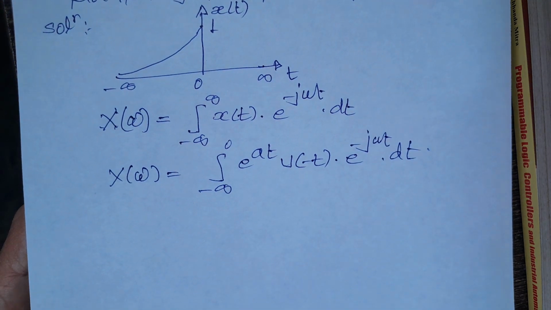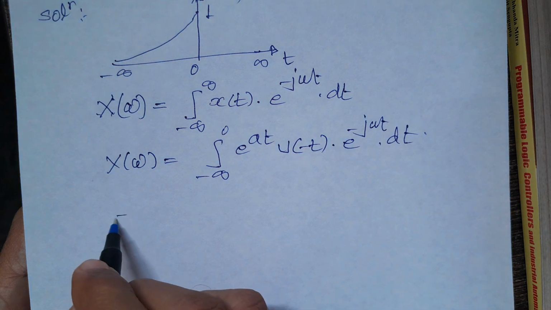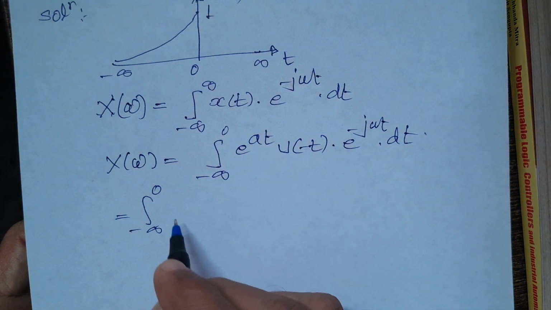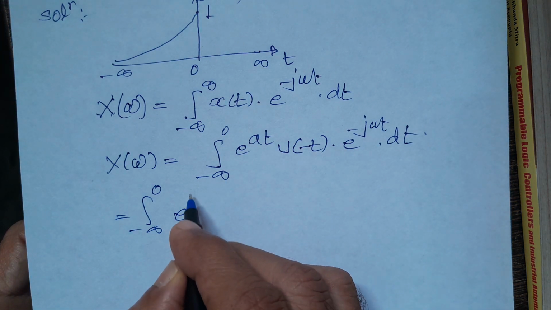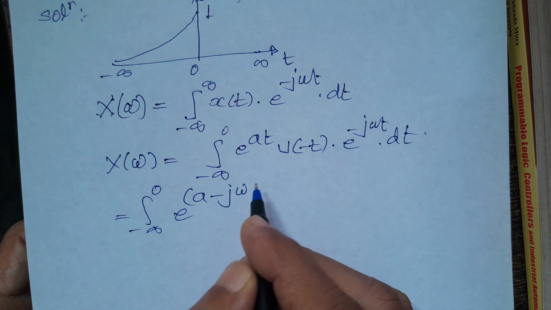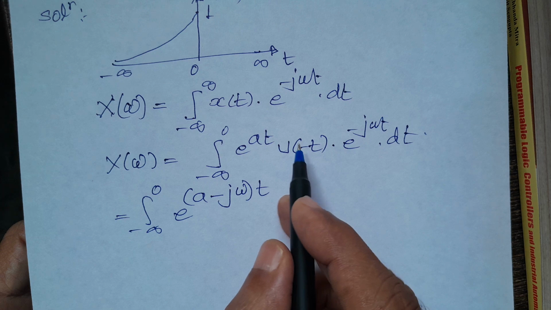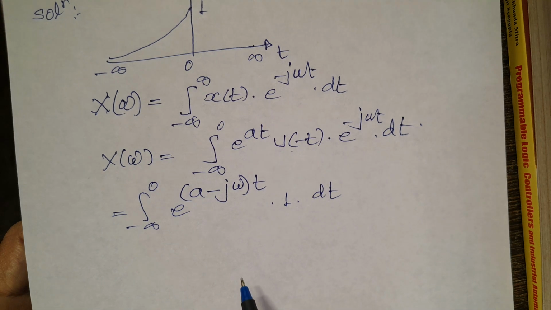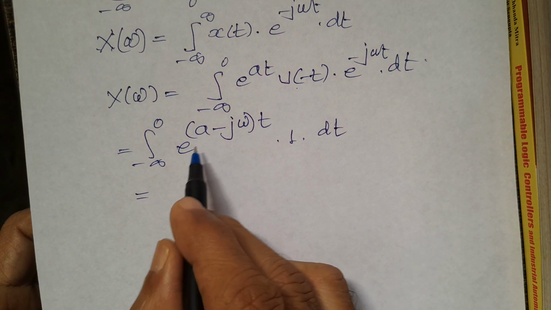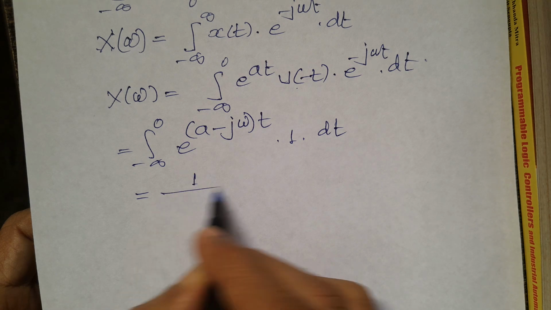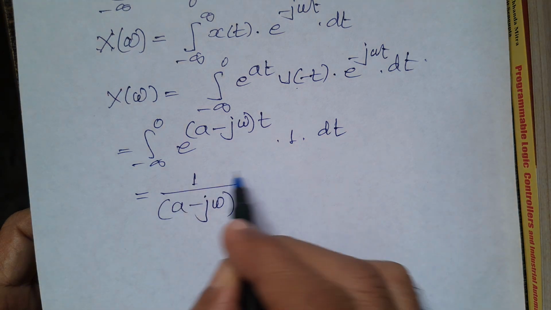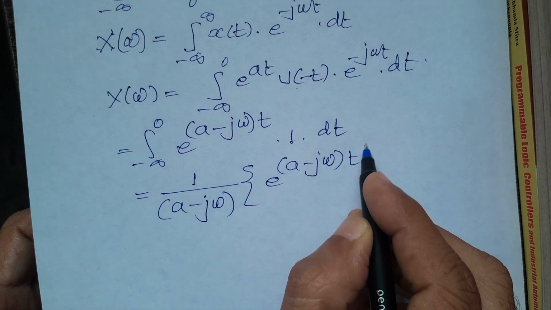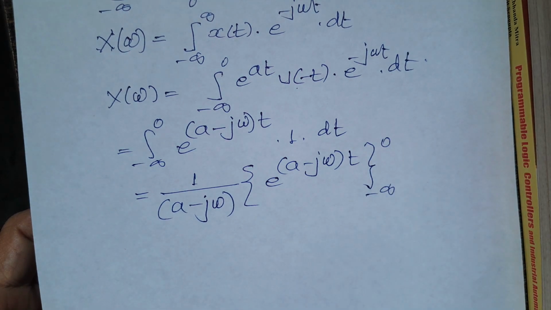Now we have to find the integration from minus infinity to 0 of e^((a minus j omega) t), and u(-t) is 1 in this range, so we can substitute 1 here into dt. Next, the integration gives 1 over (a minus j omega) into e^((a minus j omega) t), with the limit minus infinity to 0.